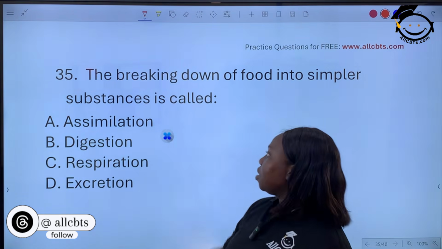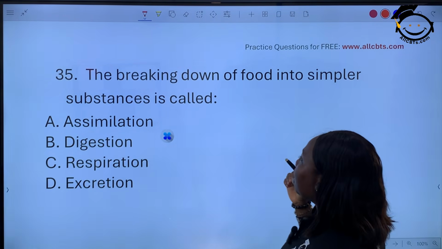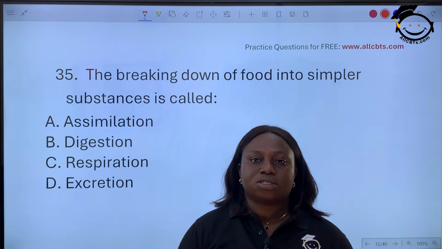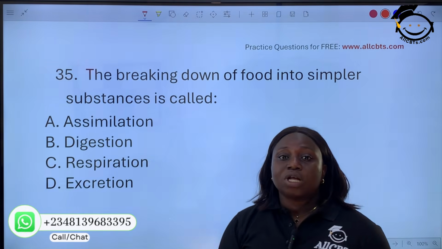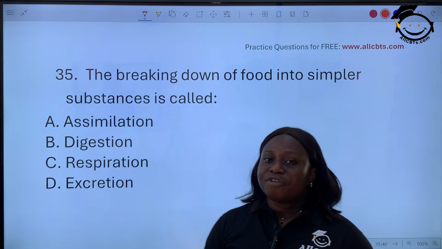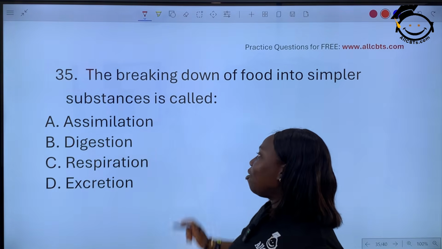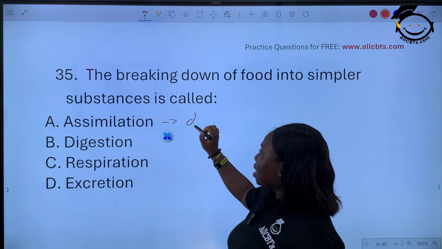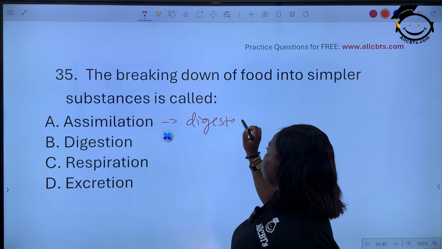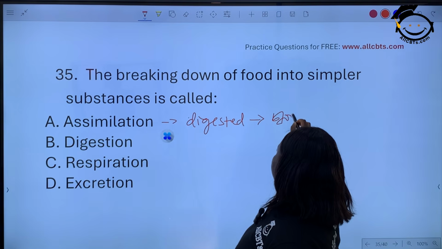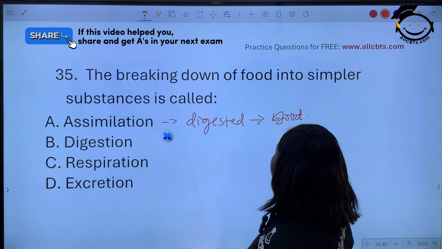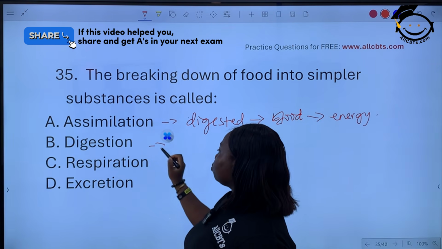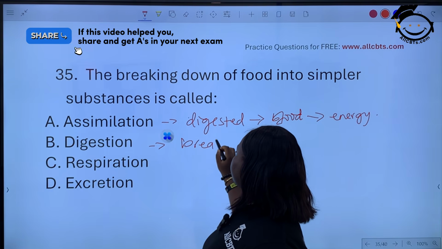Number 35. The breaking down of food into simpler substances is called what? A, we have assimilation. B, we have digestion. C, we have respiration. And D, we have excretion. Now, assimilation, this is when the digested food enters our blood to produce energy. Now, what is digestion? It is the breaking down of food.